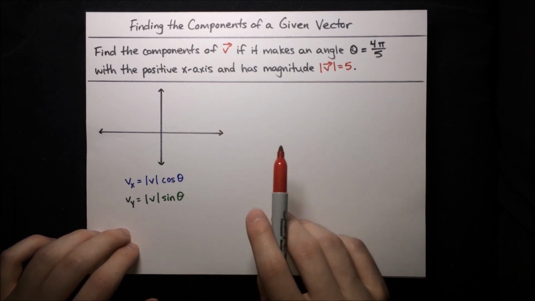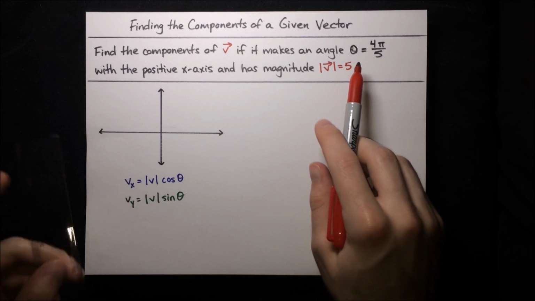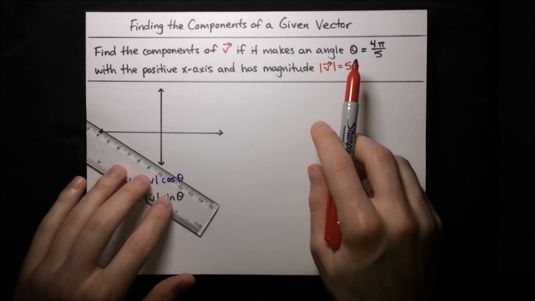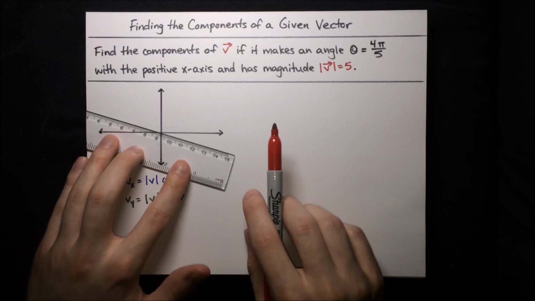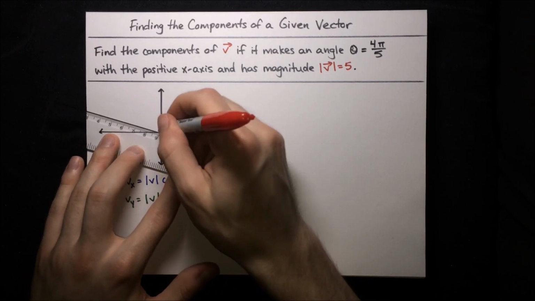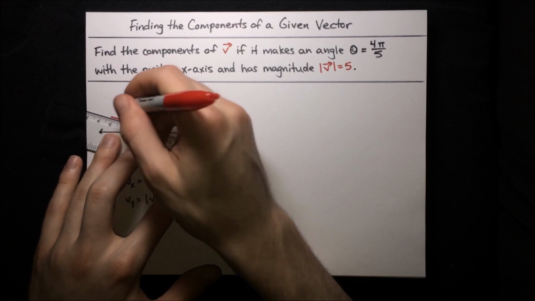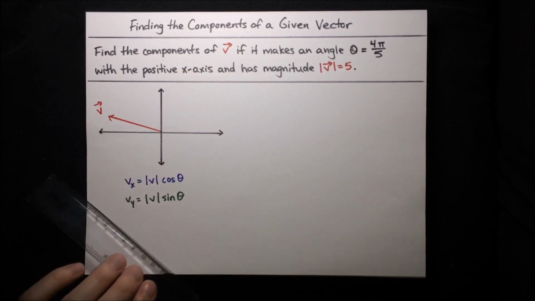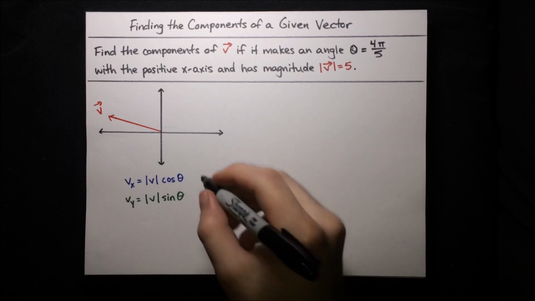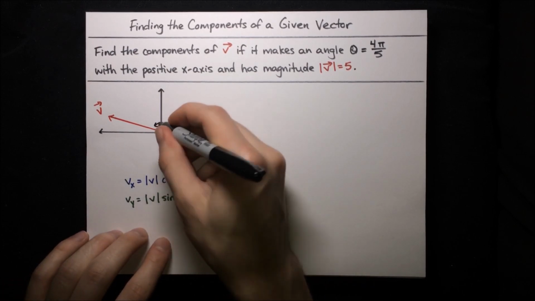So let's start out by sketching that. So theta is 4 pi over 5, so that is almost to pi, so looking something like this roughly. So that'll be our vector v, and let's label the angle. Angle is 4 pi over 5.